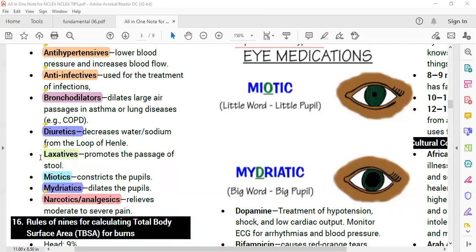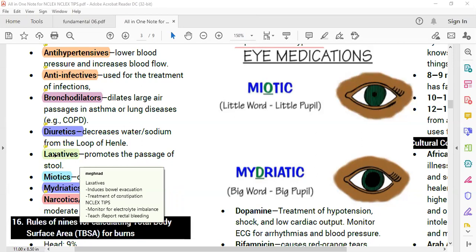Next here, laxatives. Laxatives promote the passage of stool, right? Now here, laxatives increase bowel evacuation, and we also use them for treatment of constipation. About the laxatives, some notes are important to know here, and what we educate our patient.